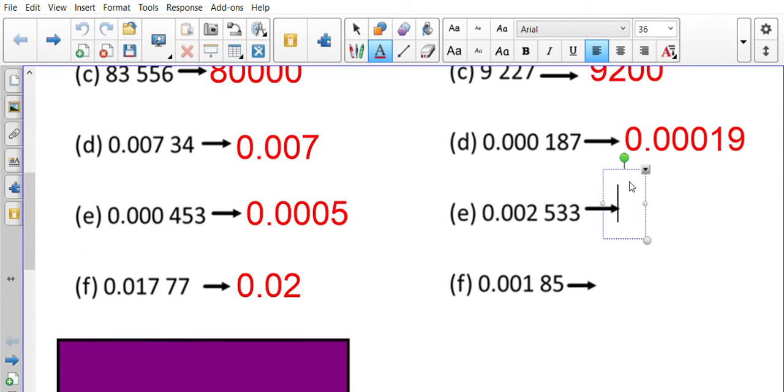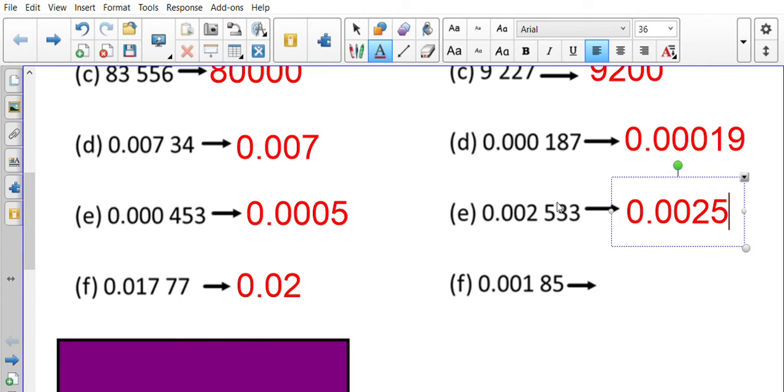Looking at E, 0.002, so 2 is your first significant figure. The second one being a 5. Look at the third one to see what you need to do with the 5. Because it's below 5, it's a 3, it means you can leave this 5 alone. So your final answer is 0.0025.